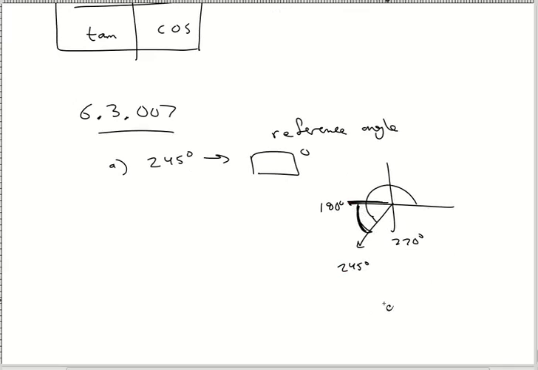So how am I going to find that? Well, if I did 245 minus 180, I should get that amount in between. And yes, I do. It is 65 degrees.